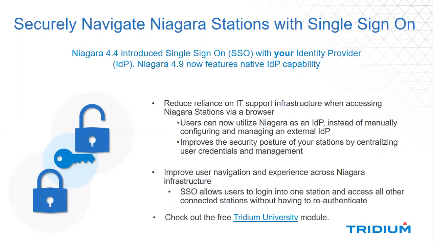I think a really great example of where this comes in handy is, if you recall, in 4.8, we released a security dashboard. And the security dashboard can work at multiple different levels. So at the supervisor level, we can take a look at our entire Niagara network and see all the stations and get a high-level overview of what the security posture of those stations are.